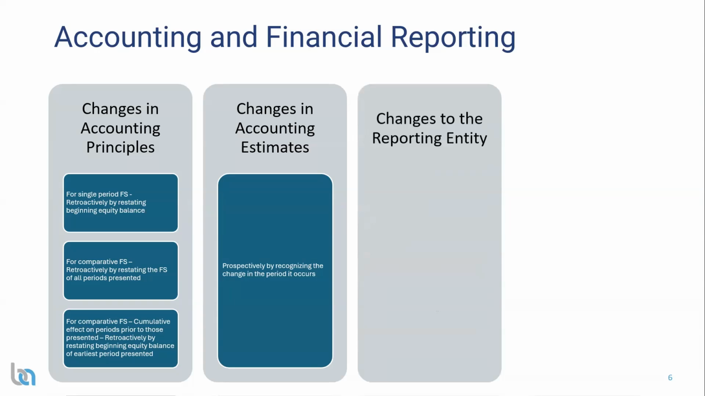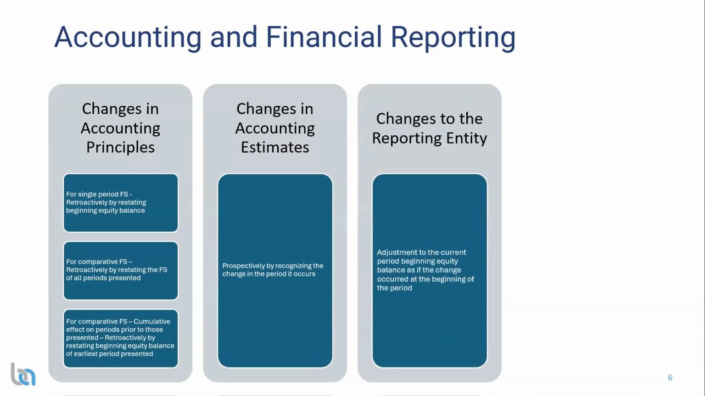Changes in the reporting entity. That's a tricky one, and that's the one that is more common. So, adjustment to the current period beginning equity balances as if the change occurred at the beginning of the period. So that is really critical. So that same example we were using about closing down a recreation fund and rolling it back into the general fund. Let's say you made that decision on December 31st, like 6 months into the year.